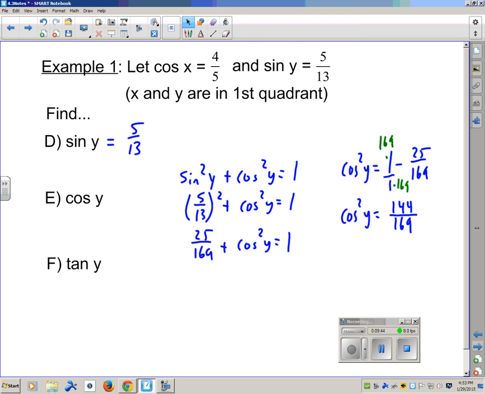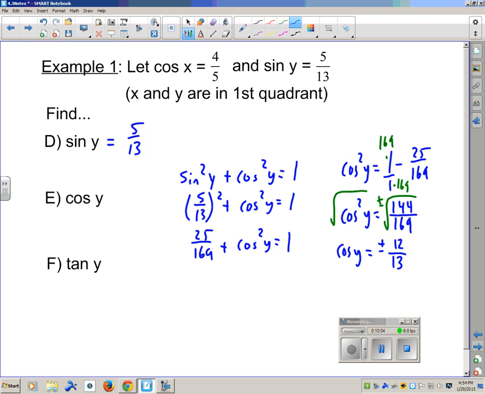Now I have to get rid of the squared. How do we get rid of the squared? Take the square root of both sides. When I take the square root of both sides, on the left-hand side, I'm going to get cosine y. On the right side, the square root of 144 is 12, and the square root of 169 is 13.